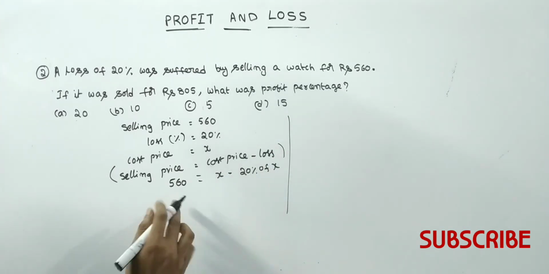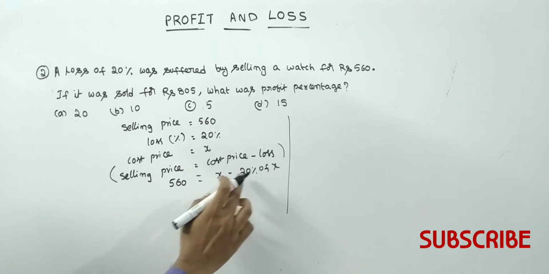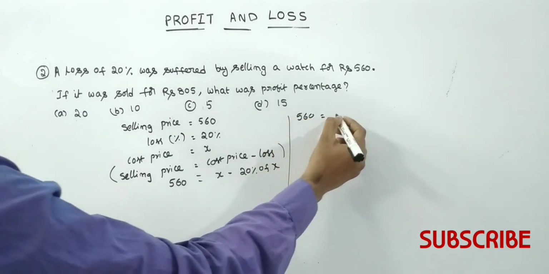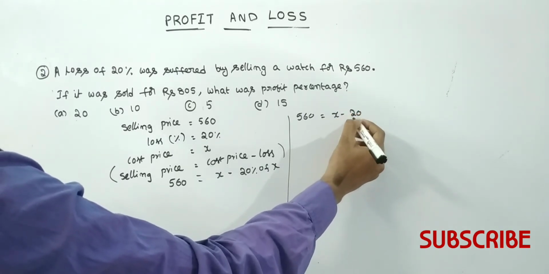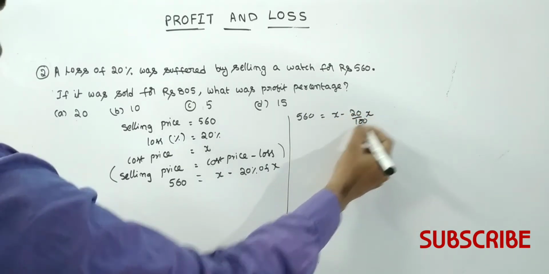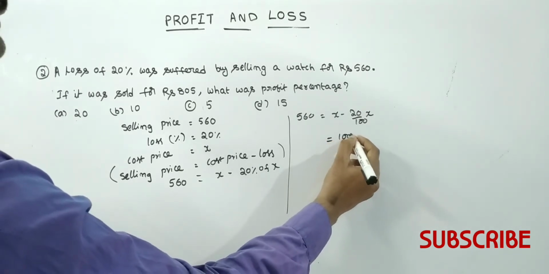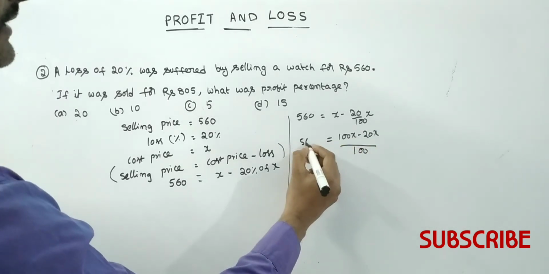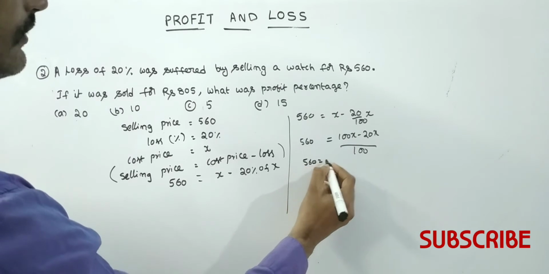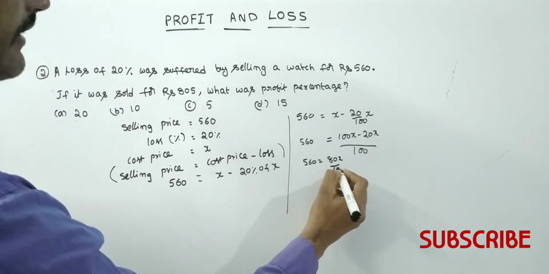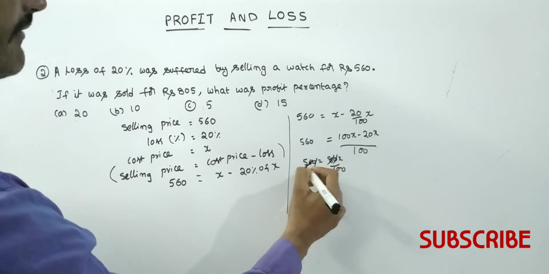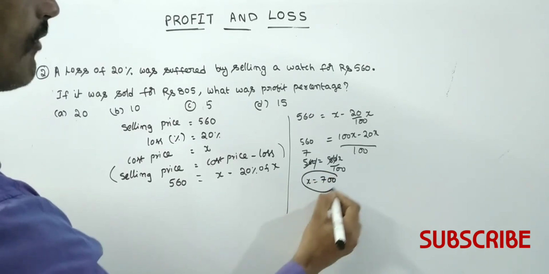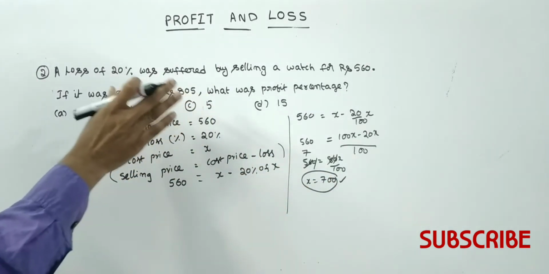So this is the equation. 560 equal to X minus 20% of X. See friends, 560 equal to X minus 20 by 100 into X. That means 100X minus 20X by 100 equal to 560. So 560 equal to 80X by 100. 0, 0 cancel, 8 7s are 56. Then X equal to 700. What is X? X is the cost price of the article.